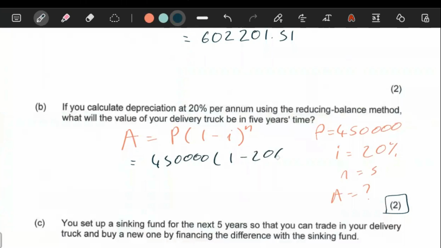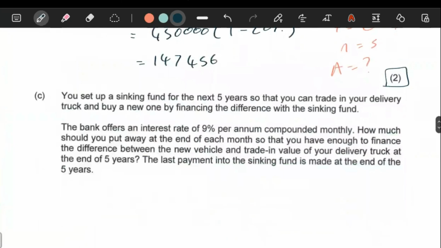So this here, the 20% portion, right? You always want to make sure that in your calculator, you put the percentage symbol so that you end up with the correct final answer. So let's see here, 1 minus 20, shift percent, the whole thing, power 5. Wow, this is like 147,456. There we go.